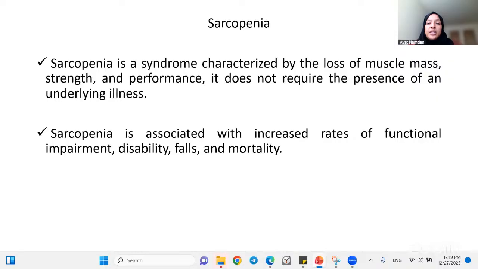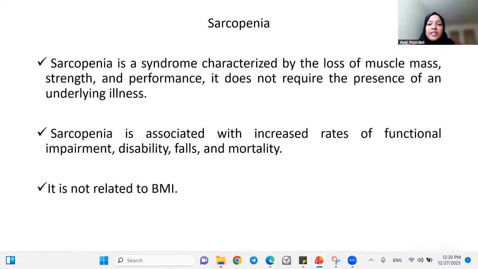Sarcopenia is associated with an increased rate of functional impairment because we are losing our muscle strength, so we are losing the function of the muscle. Sometimes they develop disability out of losing this muscle mass. They can be vulnerable to falls, and it increases mortality as well. Most importantly, it's not related to weight, meaning sometimes we have sarcopenic obese patients. Sometimes we have it even with normal weight or overweight. It's not related to BMI.